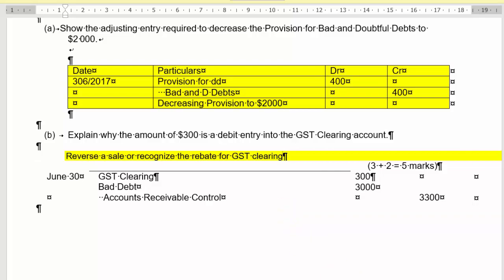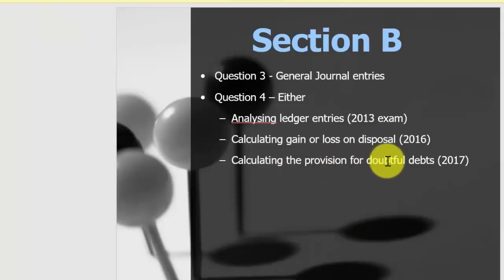Right. So what I've shown you in this video is in the first instance doing the general journal entries, and have a look at some other exams as well to see what the commonalities are, and some of the questions will be different from year to year, but you should have a whole list of different types of general journal entries to revise for. And in question four, you either get one of these three types of questions which I've just shown you in this video. Hopefully that's been useful to you.